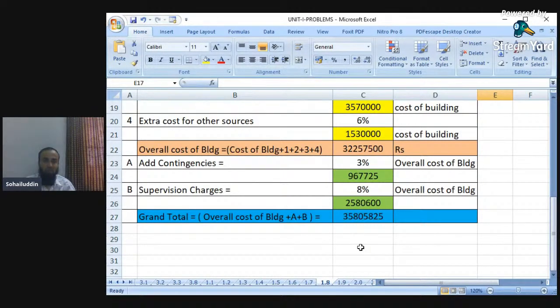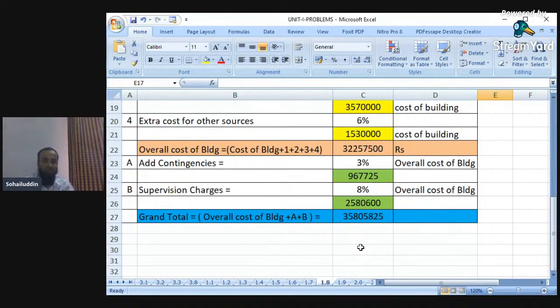That is 32 crores 25,700 and 3 crores 22,000, or 32,32,257,500. Contingencies is nothing but 3% of this cost, and supervision charges is again 8%, and the grand total cost of the building is this. So this type of problem is also asked, in which the plinth area is directly given and the rate is given, and simple multiplication is there.